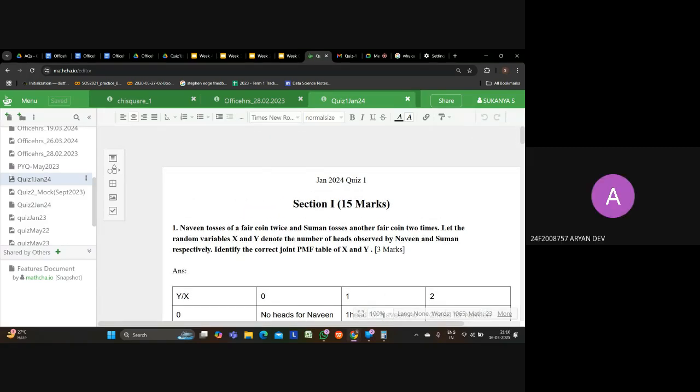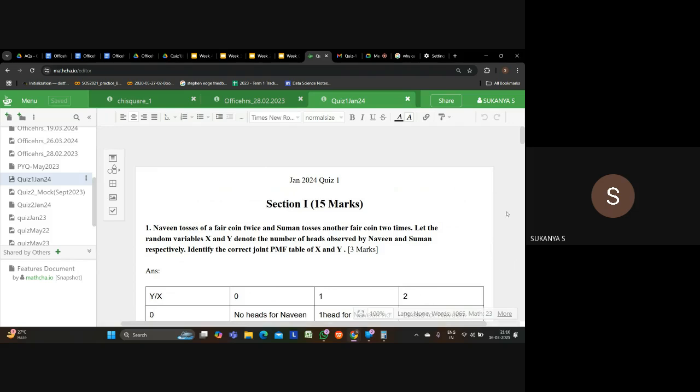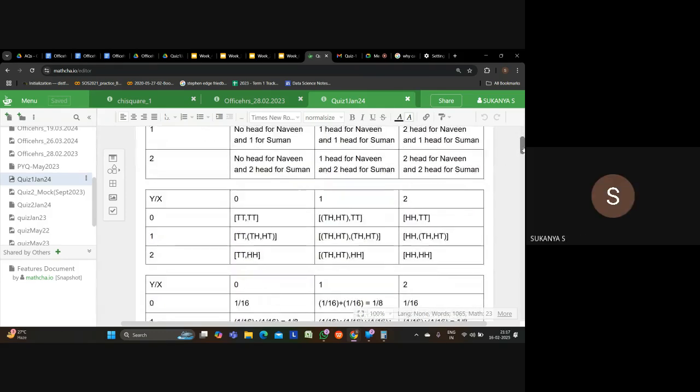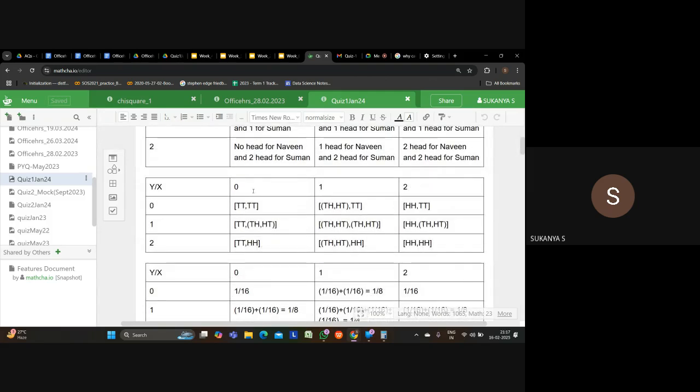The coin is tossed twice, and we are observing the number of heads. We can observe a maximum of zero heads, one head or two heads. So for both of them, the possible values are 0, 1, and 2. Similarly for Y also 0, 1, and 2.